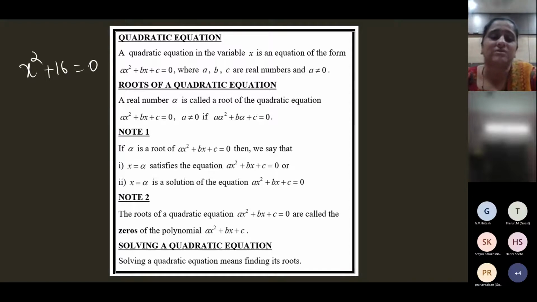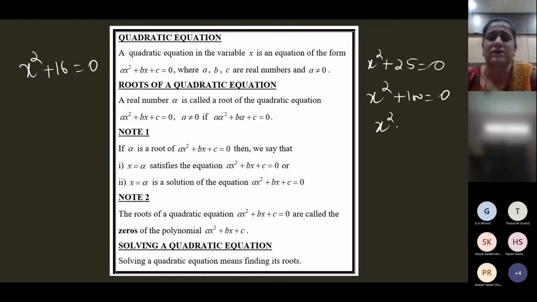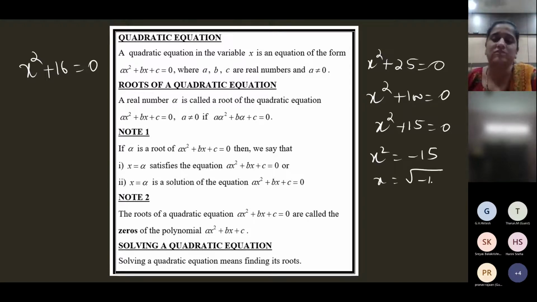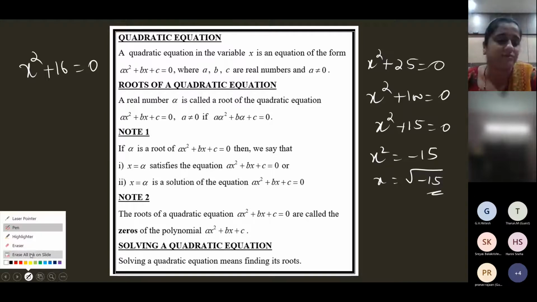So this can be a simple example. You can take x square plus 25 is equal to 0, or x square plus 100 is equal to 0, or any number like x square plus 15 is equal to 0 is also fine. So you'll get x square is equal to minus 15, x is equal to the square root of minus 15. The square root of a negative number is not defined. So the roots are imaginary. It does not have any real roots.